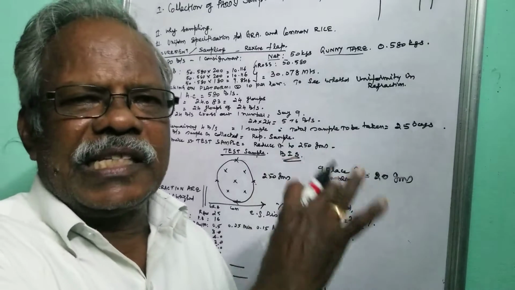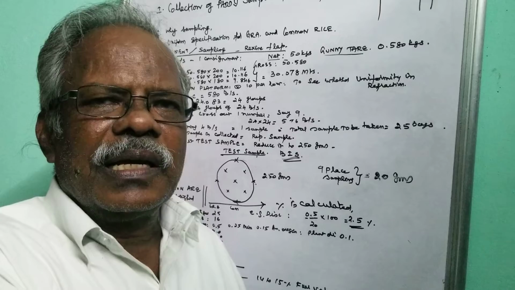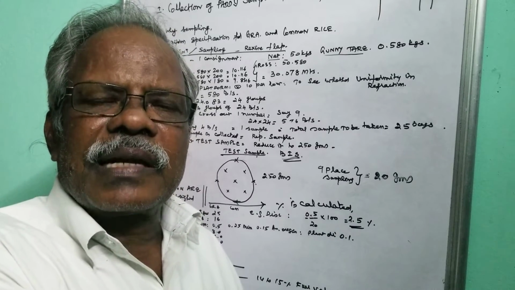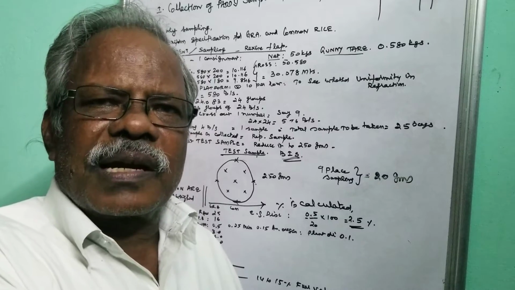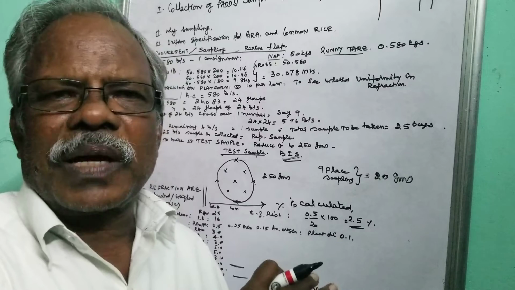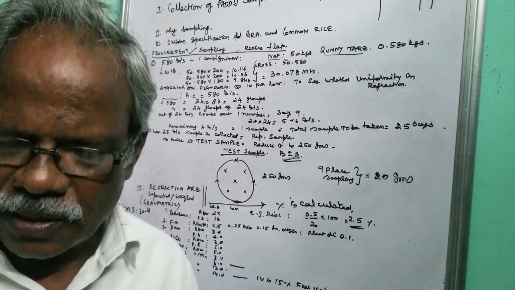This is the analysis procedure. By means of gravimetric we are doing it. This is adopted while procuring rice grains, both raw and boiled rice, that is parboiled rice. With this we conclude this video.